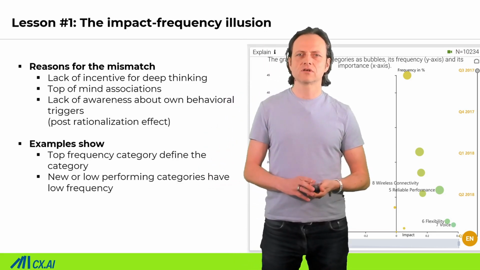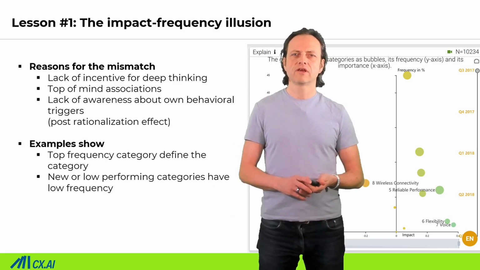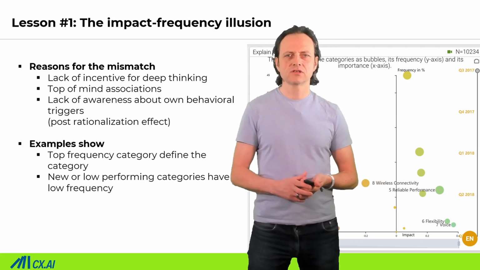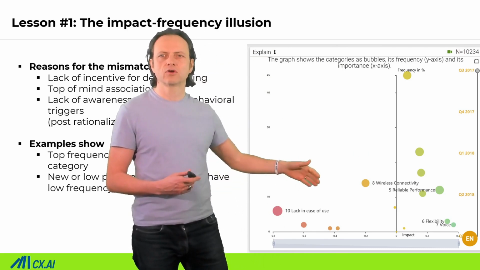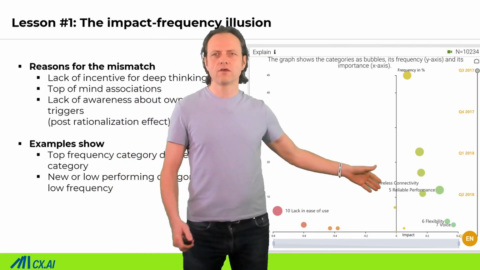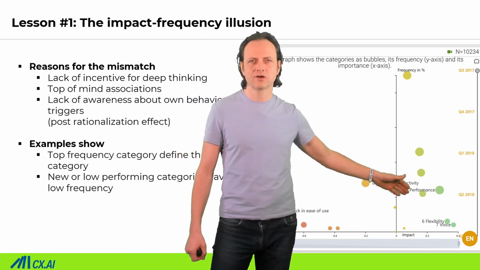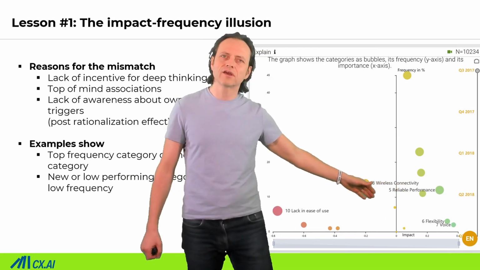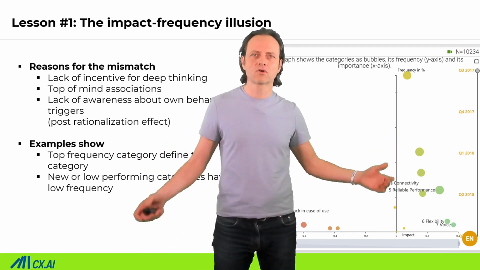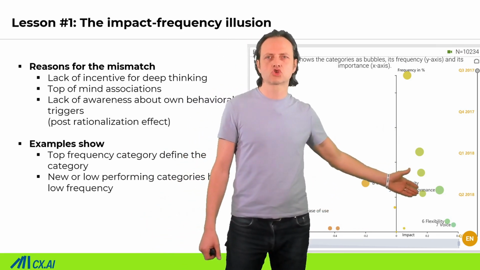So examples are, again, that the top frequency categories, they define the category most of the time. And what we also see is that either new or low performing categories have a low frequency. So if you add here, for instance, for Sonos, there was a new feature called Voice Assistant. And most of the clients don't have it yet, right? So, of course, it cannot be so often mentioned. But when it was mentioned, it was super powerful.